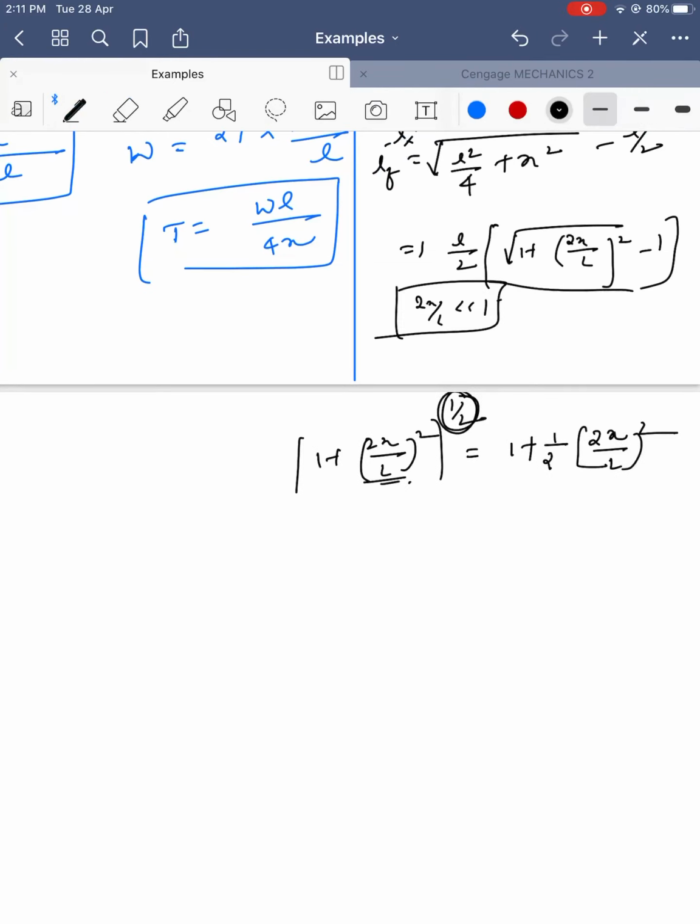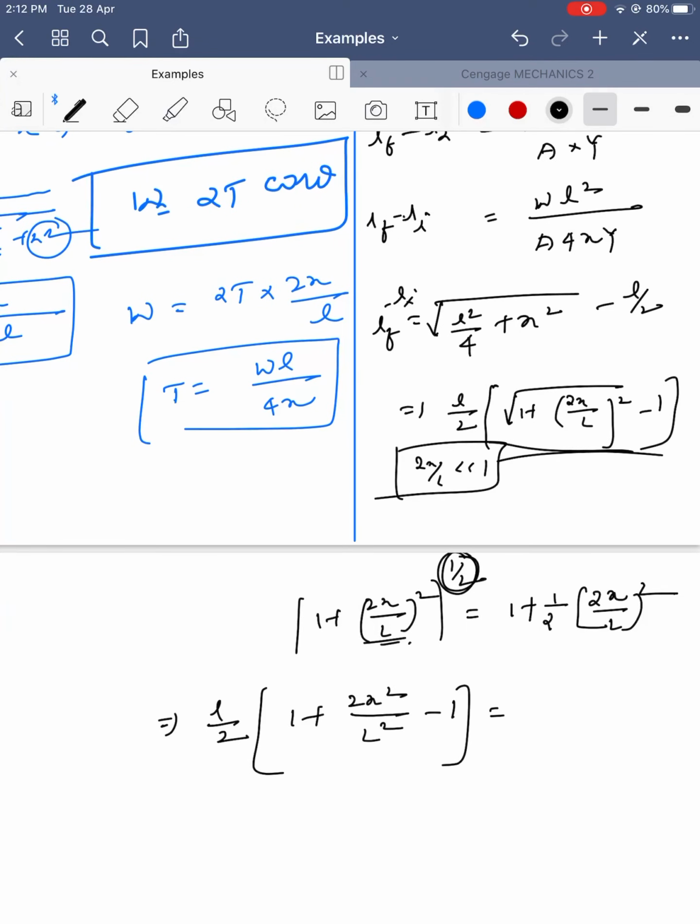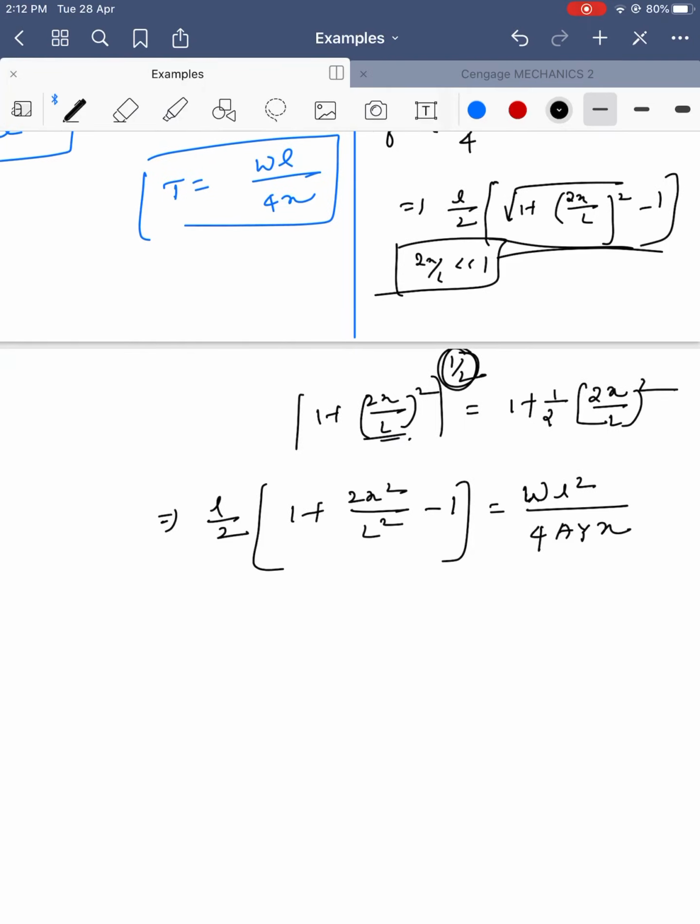Okay, see this expression, I am going to write here: L by 2 into 1 plus 2x square by L square, because the 2 and square get cancelled, minus 1. On the other side, what is the value? LF minus LI is equal to weight W L square by 4 A y into x. So L square and 2 remain, 1 minus 1. So 2x square by L square is equal to W L by 2 A y into x.